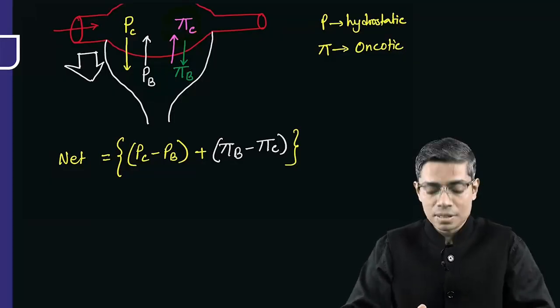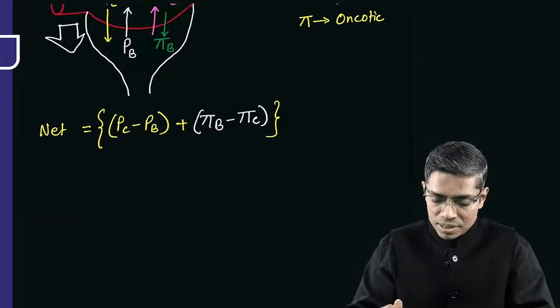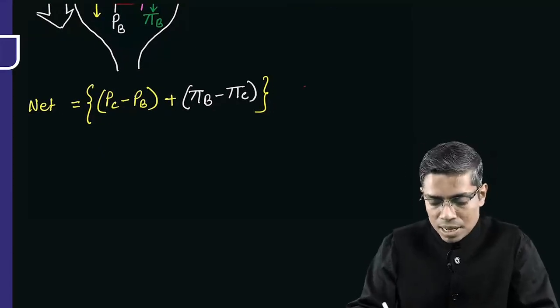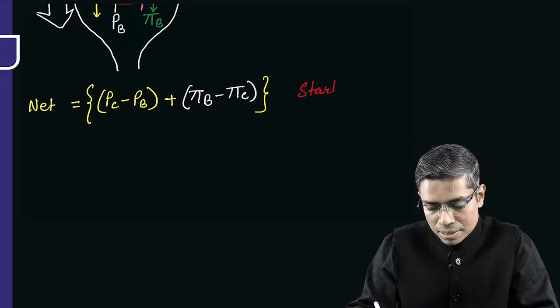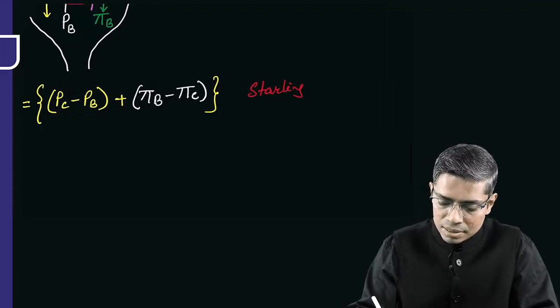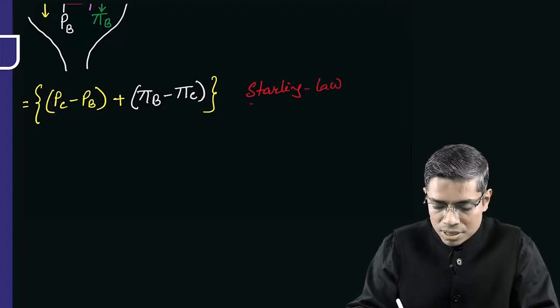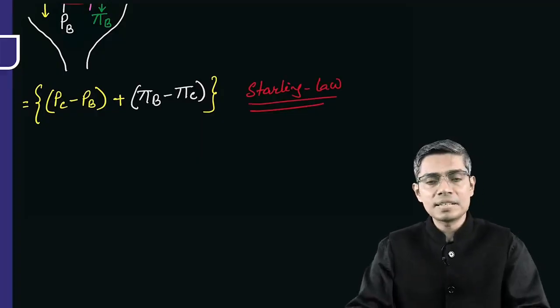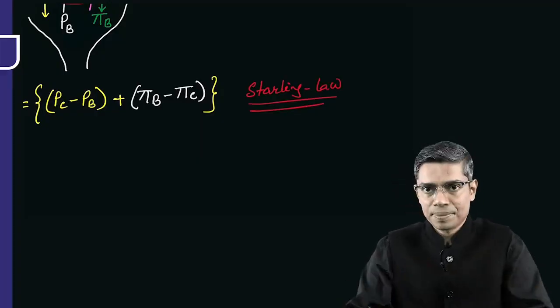This kind of equation was first discovered by Starling. That's why this is known as the Starling law or Starling formula, right? So the Starling law or Starling formula is not only applicable in the glomerular capillary, it is applicable in every capillary, right?